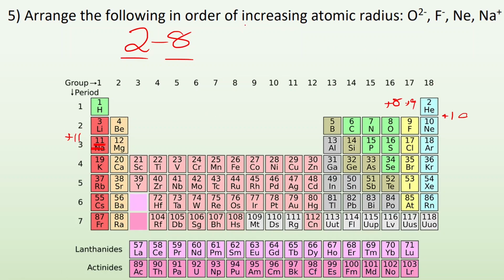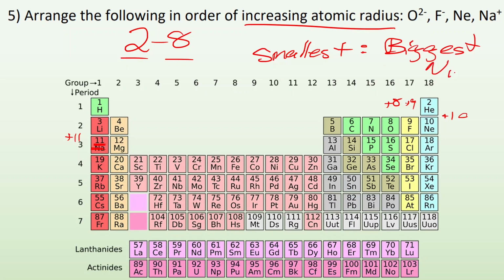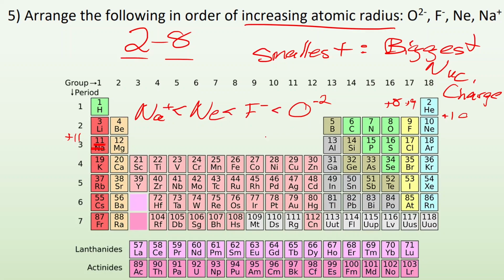So if we want to go increasing atomic radius, which one's going to be the smallest? The smallest one is going to be the one with the biggest nuclear charge. So the smallest one is going to be that sodium ion, Na+. The second smallest one would be neon. The third would be that fluoride ion, and then we have the oxygen ion, the oxide. So smallest to biggest: Na+, Ne, F-, O2-, there we go.